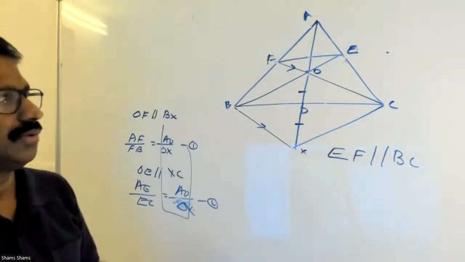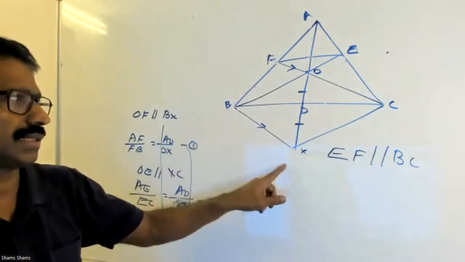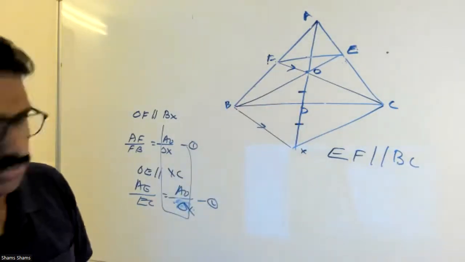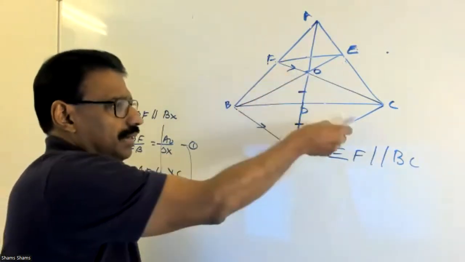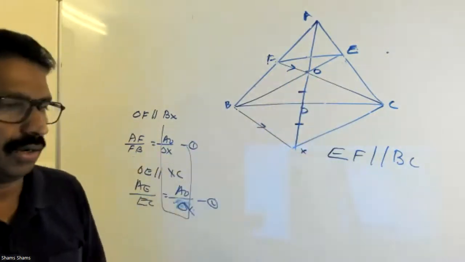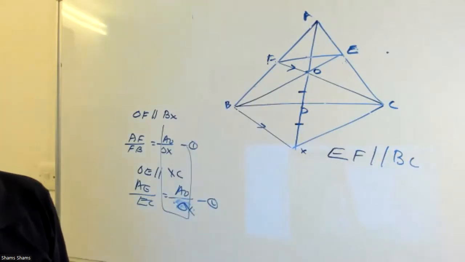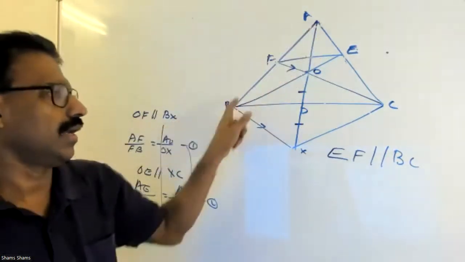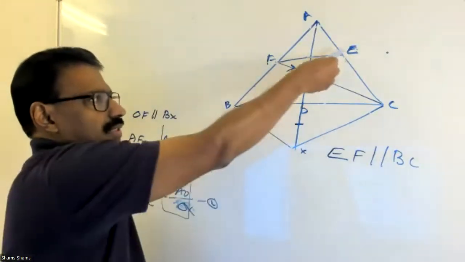The steps are: first show OC parallel to BX and OB parallel to CX. How? You just show BXCO is a parallelogram. How to show that? In a quadrilateral, if the diagonals bisect each other, it is a parallelogram. Then in triangle ABX, by the basic proportionality theorem, this is parallel to this one, and next, this is parallel to this one.